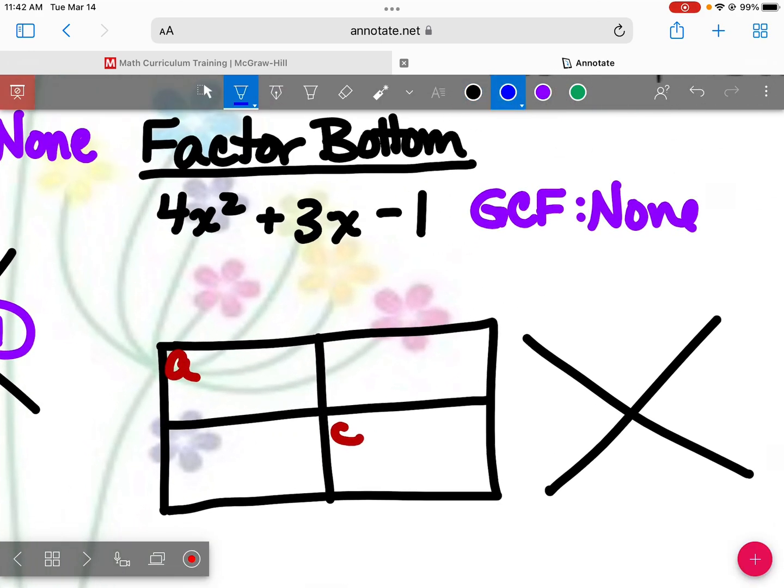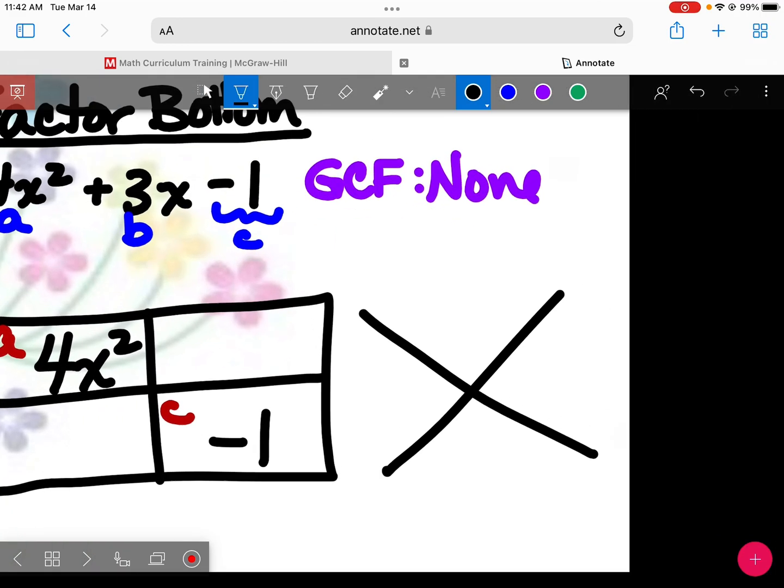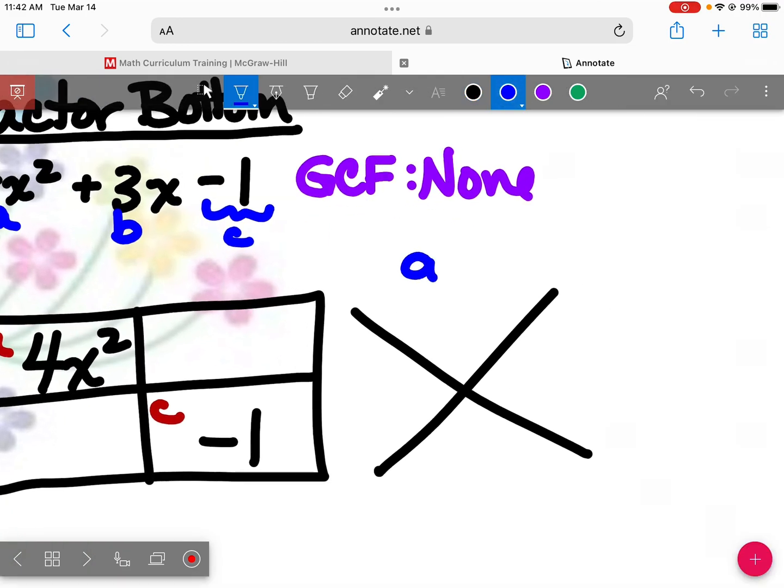So I get my A, my B, and my C. So 4x squared and negative 1. I'm going to write down something that's wrong, and I want you guys to tell me why it's wrong. Why do you have a negative 1? Why do I have a negative 1 there? It's supposed to be A times C, and all I wrote down was C.